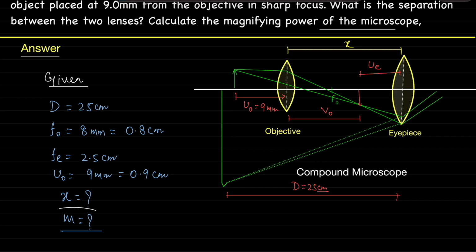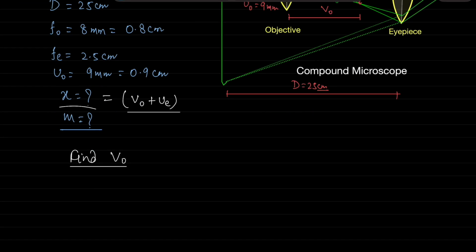So to find this x, we need to find the value of VO and UE, because this lens distance x is actually the sum of the distance of VO plus UE. So in the question, VO and UE is not given. We need to first find it. So let's find the value of VO. So we can use the lens formula. 1 by FO is equal to 1 by VO minus 1 by UO.